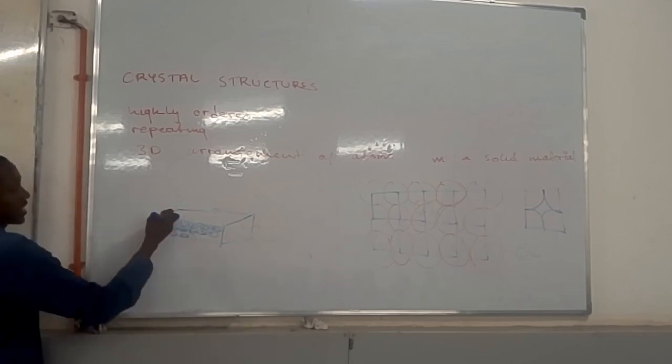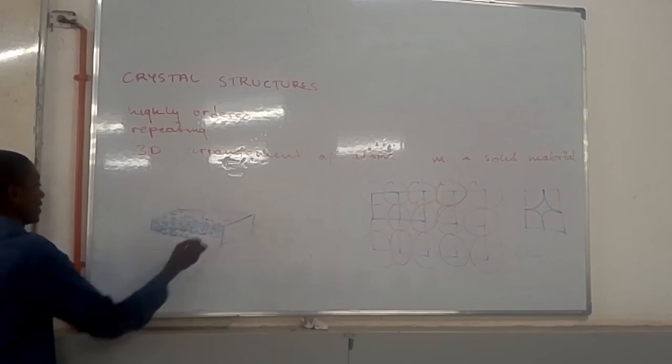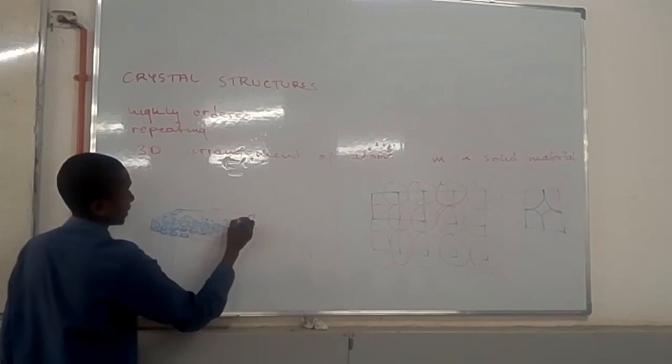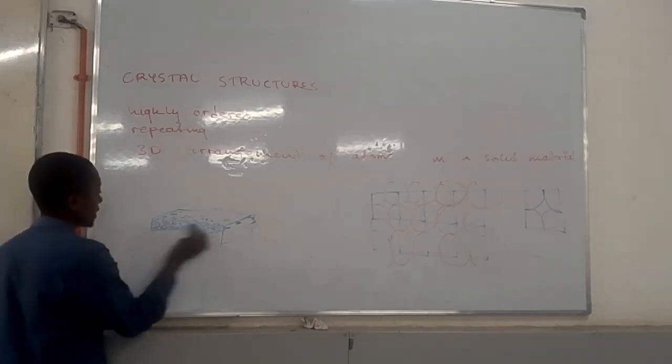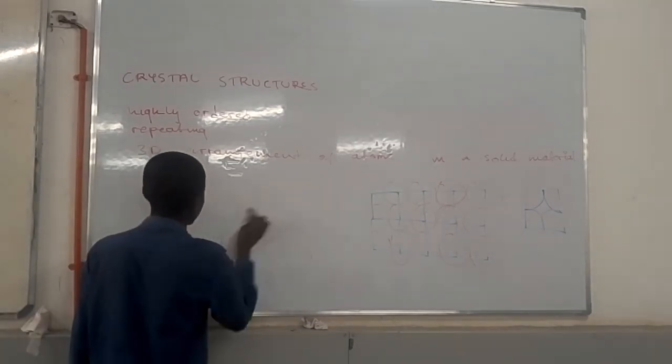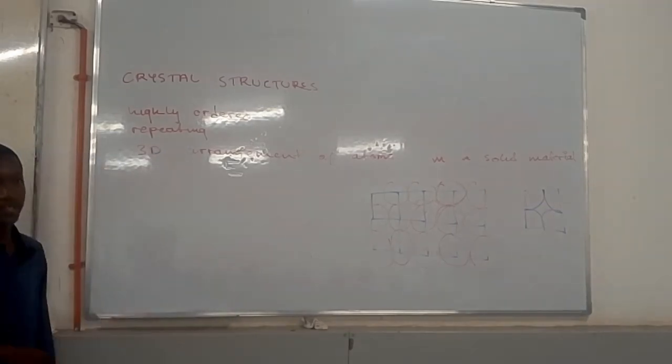Even behind these atoms there are atoms, right? So I think you've understood what I'm trying to say. If we are saying that the arrangement is 3-dimensional, it means that even the unit cell can be represented 3-dimensionally.